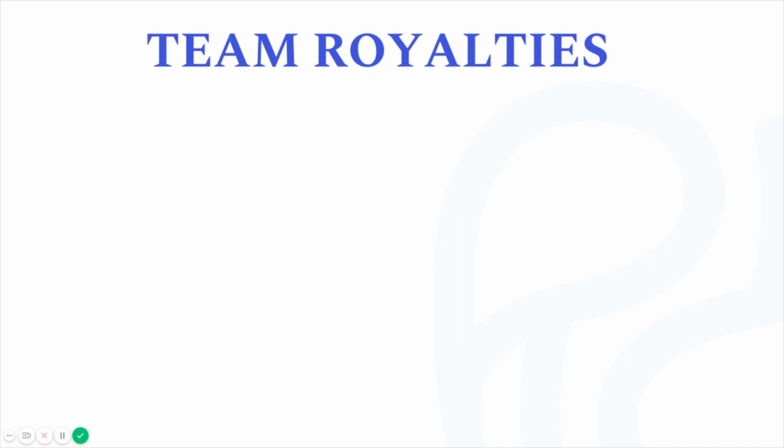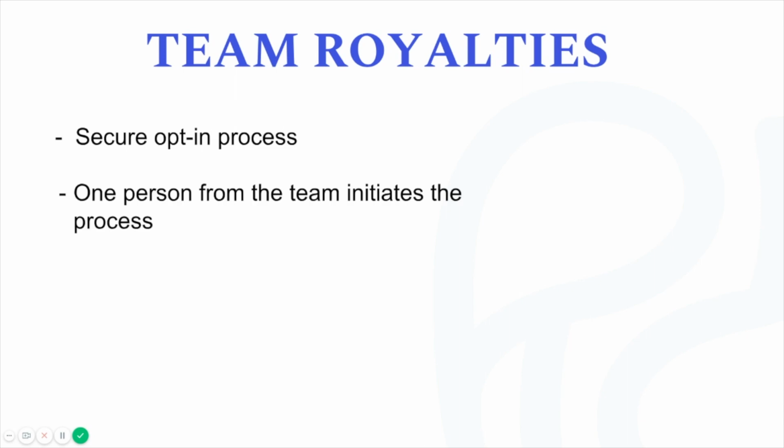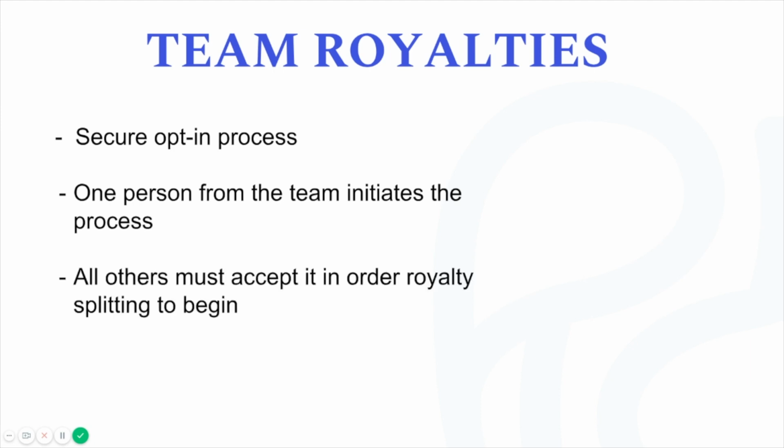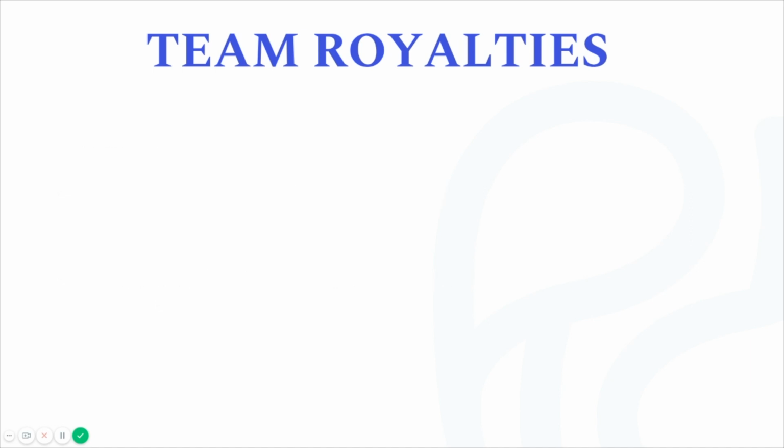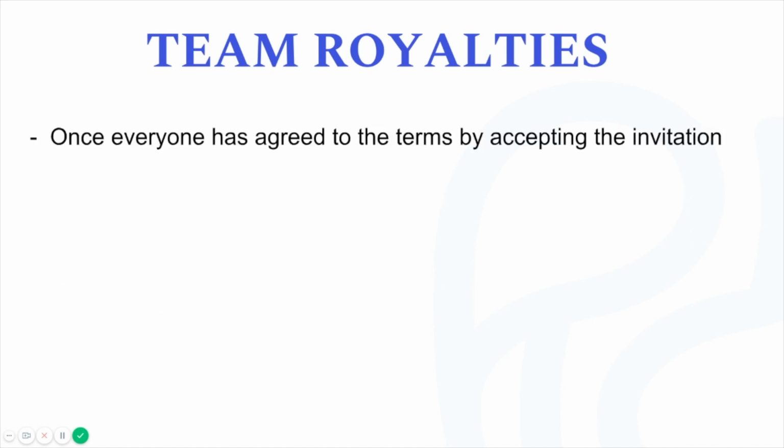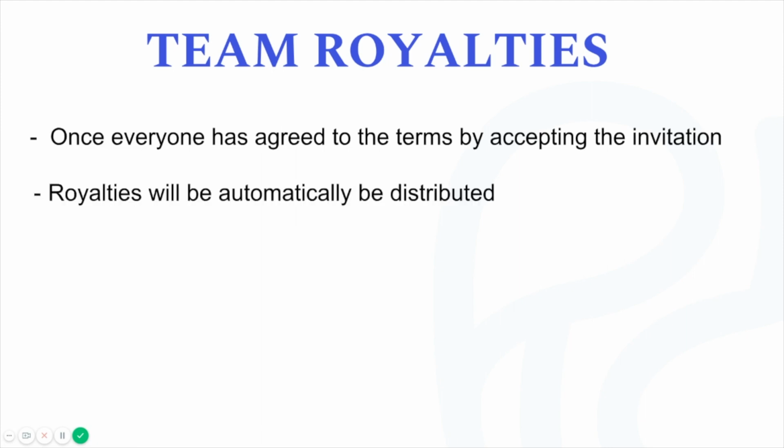Now, we have a secure opt-in process to start this all out. One person from the team initiates the overall process, and then all other co-authors and co-contributors must accept it for the royalty splitting to begin. Once everyone has agreed to the terms by accepting the invite, at the end of each pay period, royalties will automatically be distributed to each author and contributor based on the percentage set.